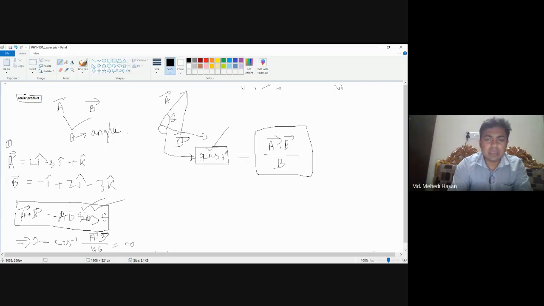But this theta is the angle between A and B. So if the angle is not given, then you can use this formula. If the angle is given, you can use this formula. Both are equal. So this is the procedure to find the component of a vector along the direction of another vector. Do you have any question regarding this scalar product?